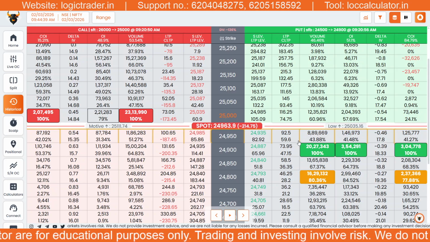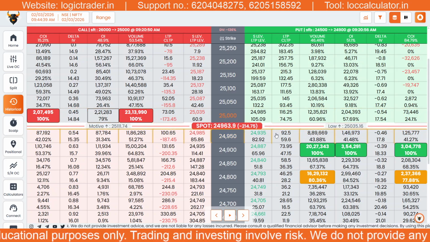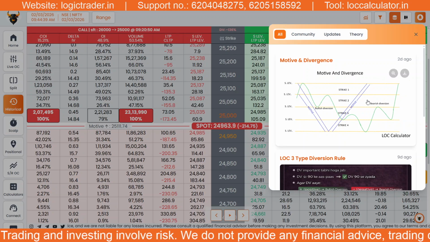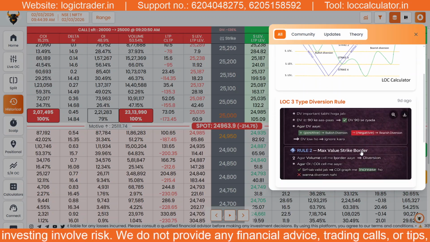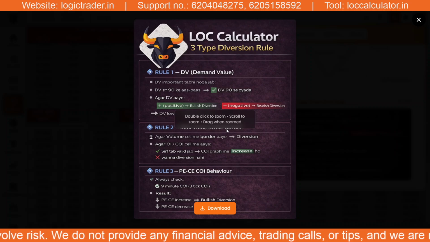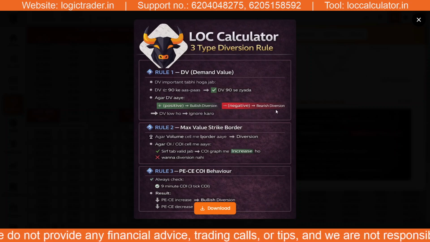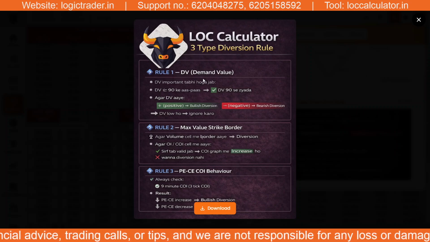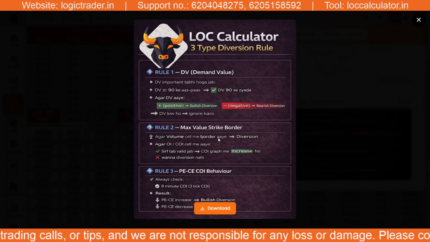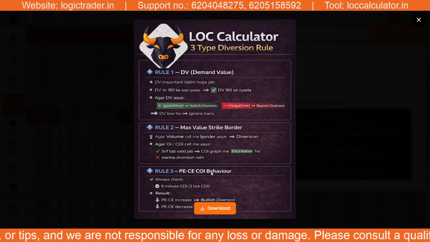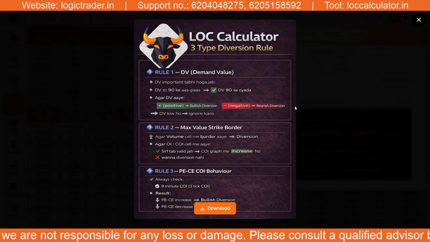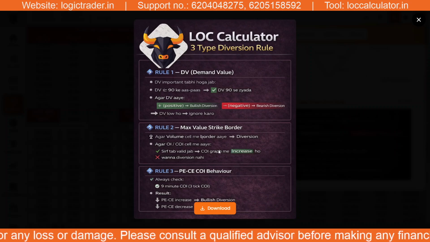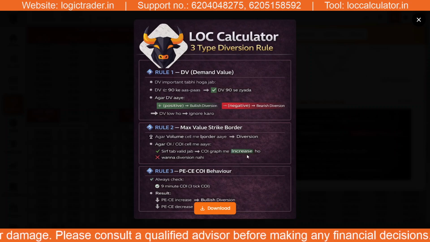All right, understood this? So these were the 3 diversion rules that help us understand whether the market may temporarily divert before continuing its main move. By checking DV, max value strike border, and PE-CE behavior, we can identify possible diversion points and avoid entering trades at the wrong places.